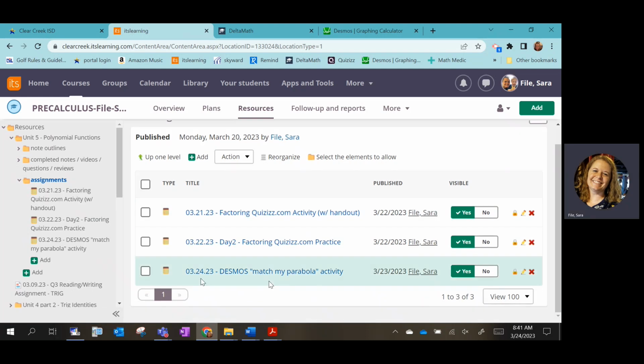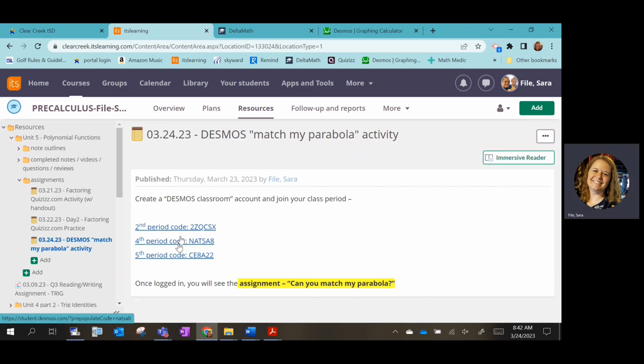Okay, there we go. So today's the 24th. You have the Desmos Match My Parabola activity. Here's the link and the class code. You go to your class period 1, and you would have to set up the account and join the class period if you did not do that yesterday. I think the majority of you did this yesterday when I asked you to. So now you can go to Desmos Classroom and log in, and you should see that Can You Match My Parabola assigned to you. And that's what you should be working on. That's your assignment for today.